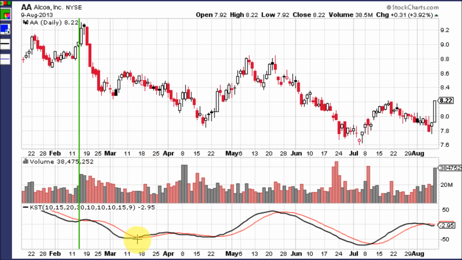Okay, here was an attempt again to cross up through the signal line that did not work. There was no volume behind it. It formed a double top, broke down support right here, and fell. Okay, that was a bearish crossover.